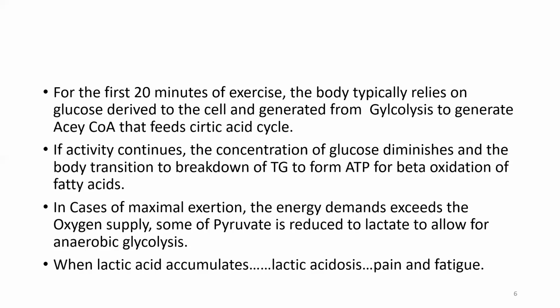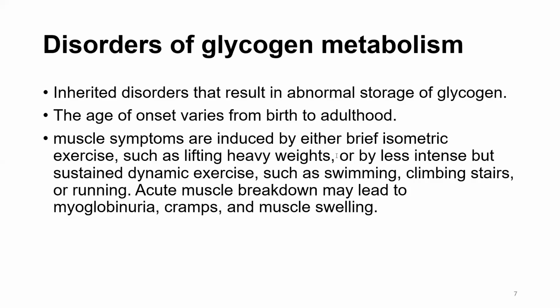So we start with disorders in the glycogen metabolism. These are inherited disorders. The age of onset varies from birth to adulthood. Muscle symptoms are induced by either brief exercise, such as lifting heavy weights, or less intense, sustained dynamic exercise, such as swimming, climbing stairs, or running. Eventually, acute muscle breakdown may lead to myoglobinuria, cramps, and muscle swelling. This is called metabolic crisis.